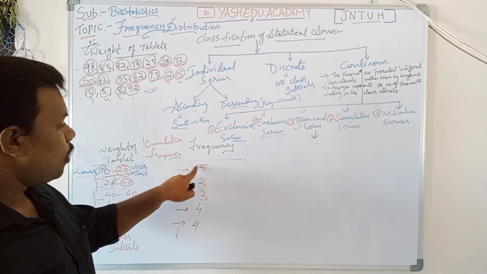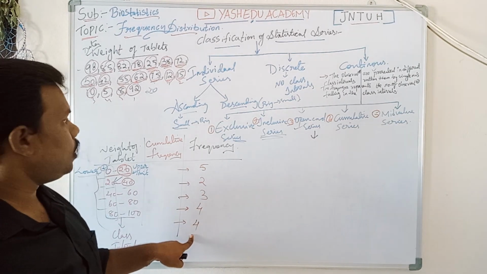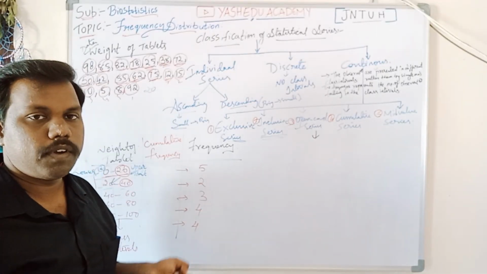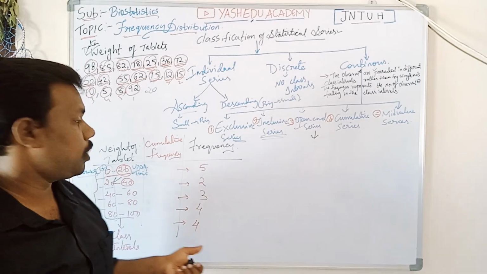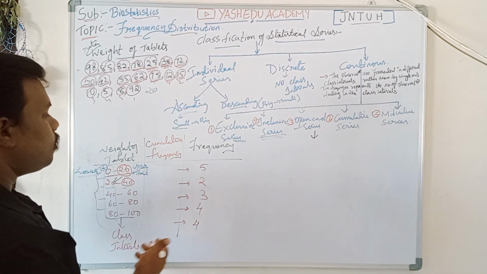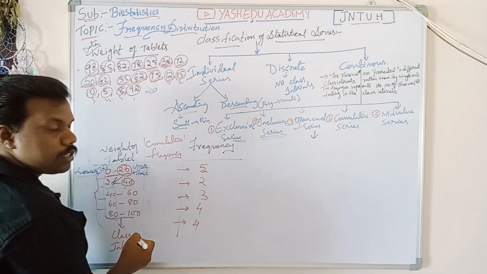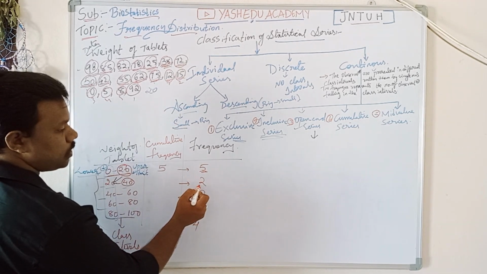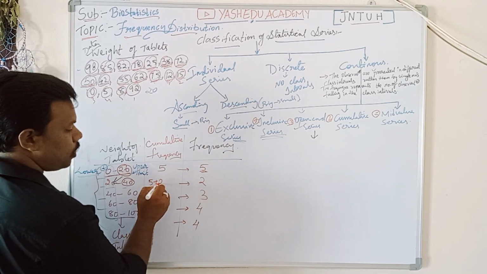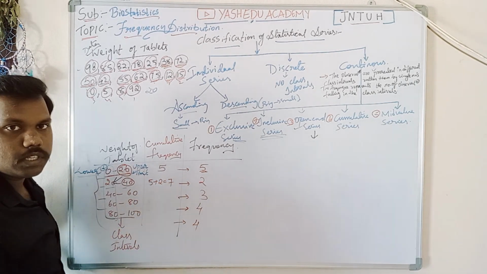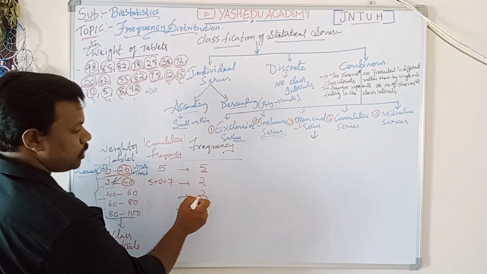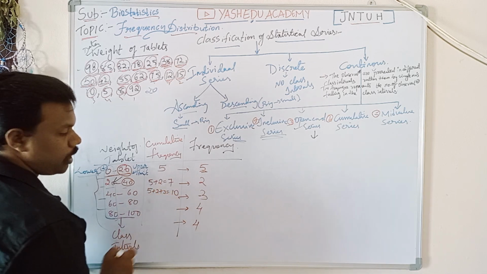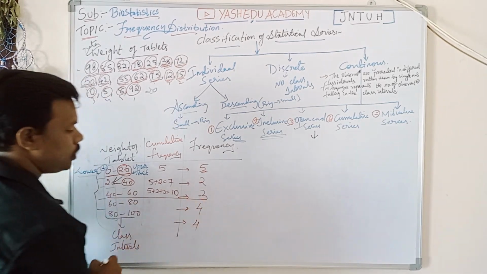Now in the frequency column, we have written how many times the values are repeated in the data. Now coming to the cumulative frequency. Here 5 is there, so simply write 5. For the second class interval, the cumulative frequency is 5 plus 2, which means 7. In the same way, 5 plus 2 plus 3 means 7 plus 3, it is 10. The cumulative frequency for the third one is 10.